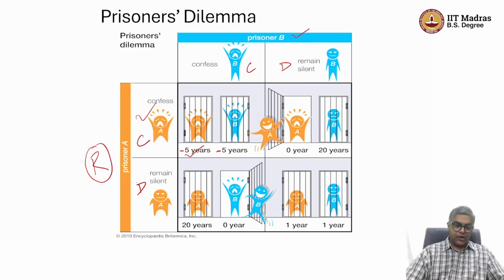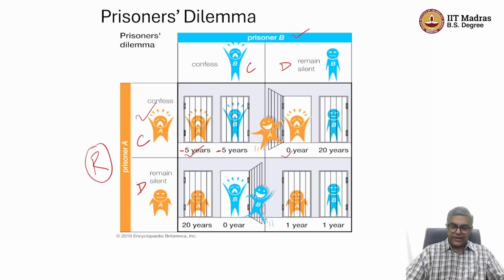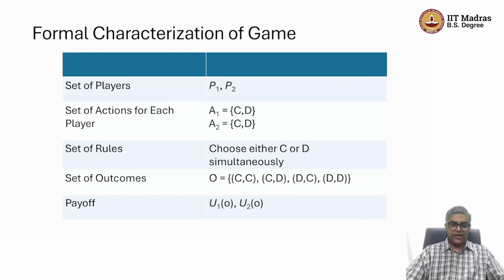And if only Ranga confesses, Ranga will get to walk free while Billa will go to jail for 20 years, and so on. Without fancy graphics, this is the way it would look. Here both are getting minus 5. In this case, Ranga is walking free while Billa is going to jail for 20 years, and so on. Here they are both going to jail for 1 year, perhaps. Yes, that is what we have designed.